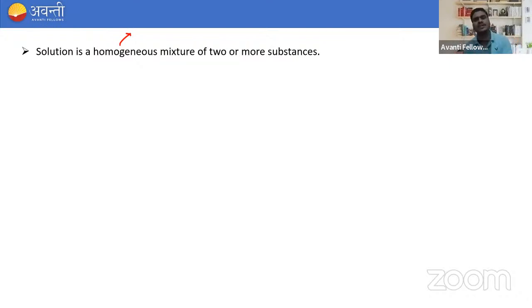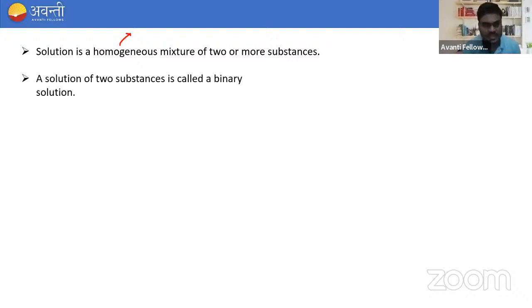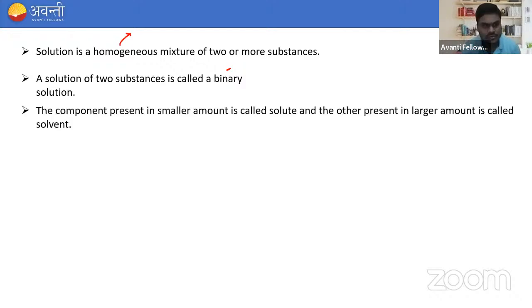So first of all, this is a very important point, that a solution is a homogeneous mixture of two or more substances. Now, a solution of two substances is called a binary solution. This is also very important. That is a solution of two substances only, either water plus sugar, or glucose plus water. So if someone asks what is a binary solution, you can define it. Is it clear to you?